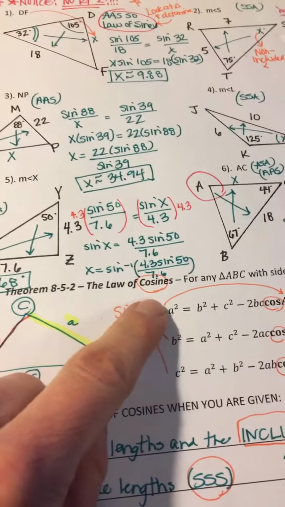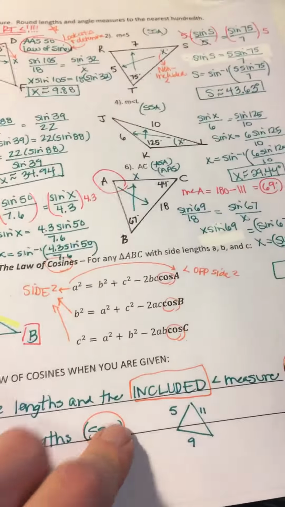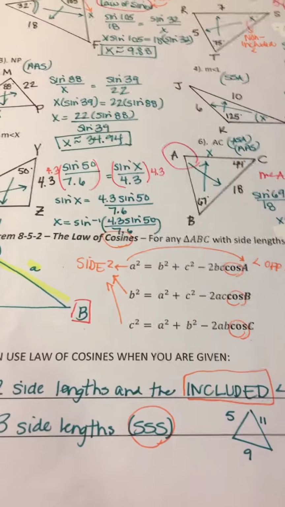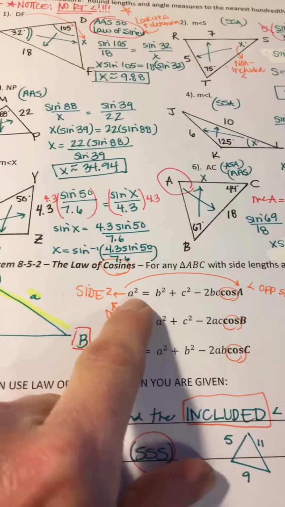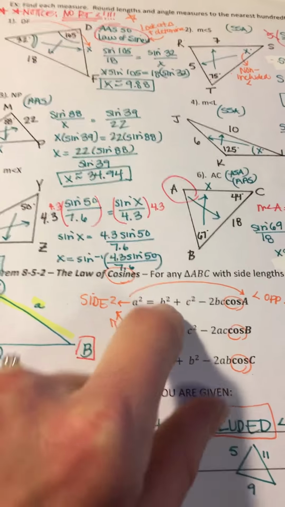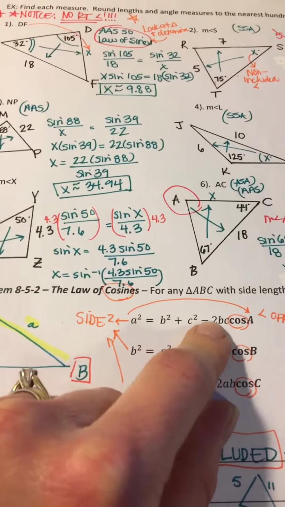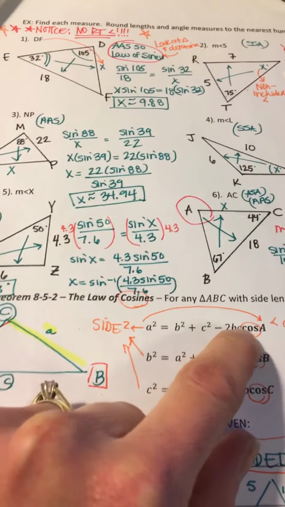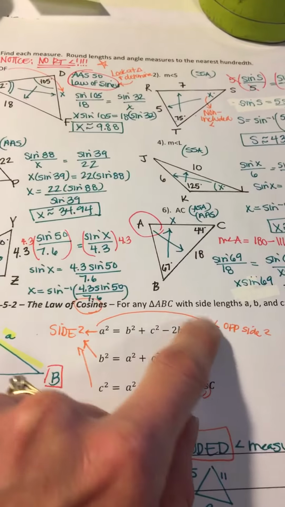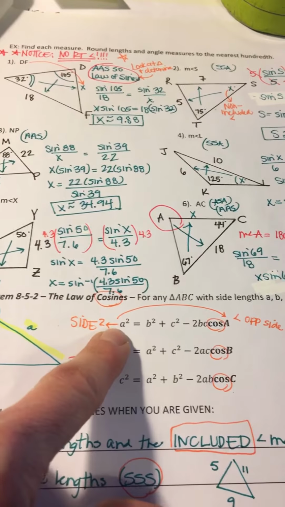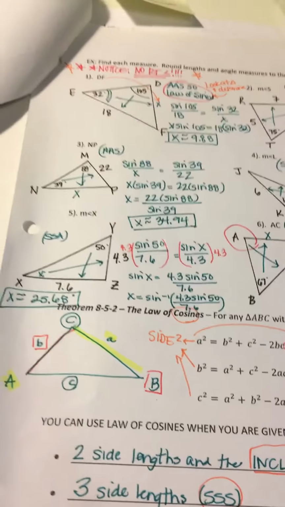All right, law of cosines is used when you have a side angle side situation or a side side side situation. And remember, we have a side squared is equal to the sum of the squares of the other two sides minus 2 times the product of those other two sides times the cosine of the angle opposite the side over here. All right?